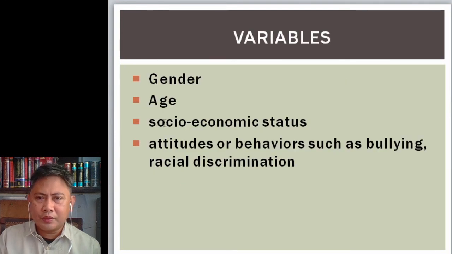So variables may differ from gender, age, socioeconomic status, or attitudes or behaviors such as bullying, racial discrimination. So a variable specifically refers to a characteristic or attribute of an individual or an organization that can be measured or observed and that varies among people or organizations being studied.